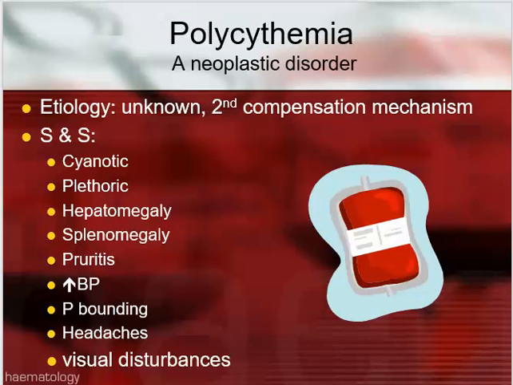Polycythemia, we already talked about. One of the interesting things about polycythemia is that you get visual disturbances and you get itchiness. Blood pressure goes up because you're trying to push this thick blood through the tissues. You get hepatomegaly, where the liver gets really big, and splenomegaly because you're trying to remove these blood cells.